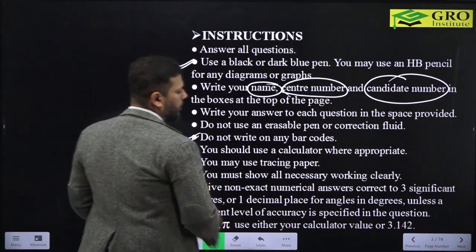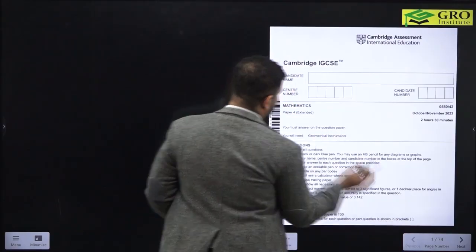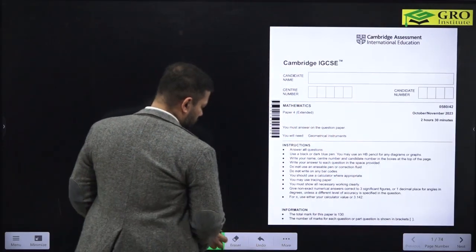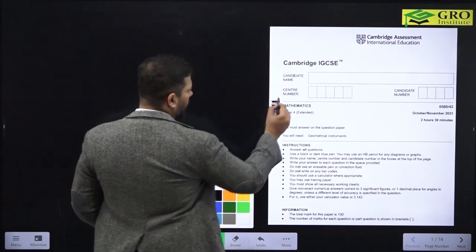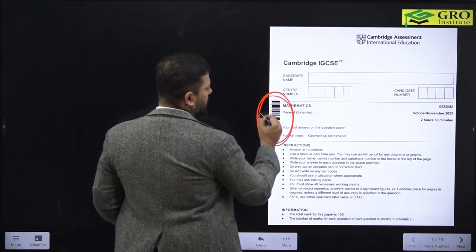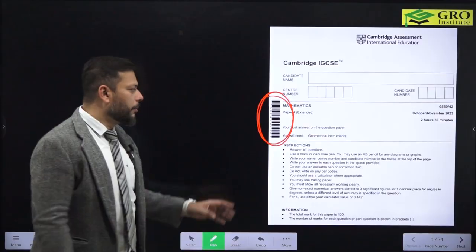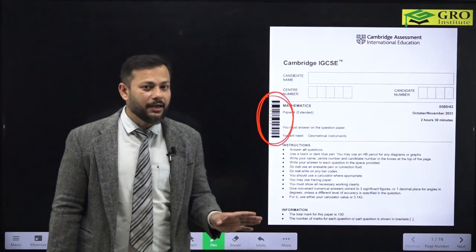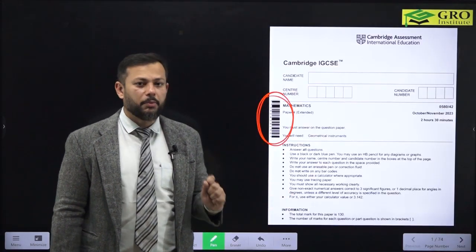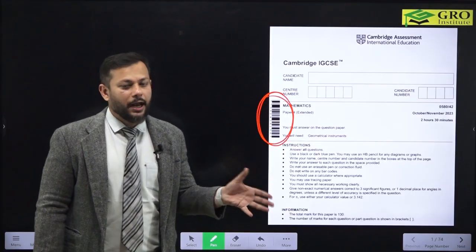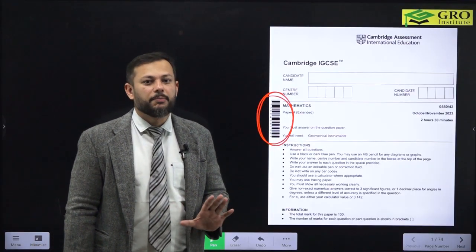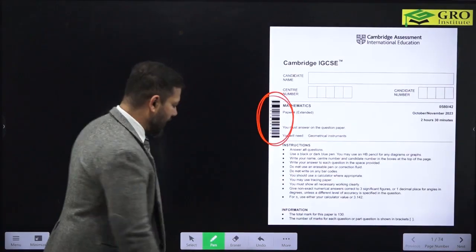Guys, very important part. These are the barcodes. You know, this is the barcode. And you're not supposed to write or scribble anything on this barcode, because these barcodes are scanned to get the information about the candidate, and if you write anything over it, it might get distorted and then your candidate's information will be missing. So do not try to write anything over it.